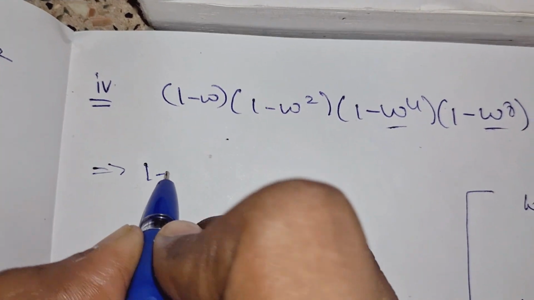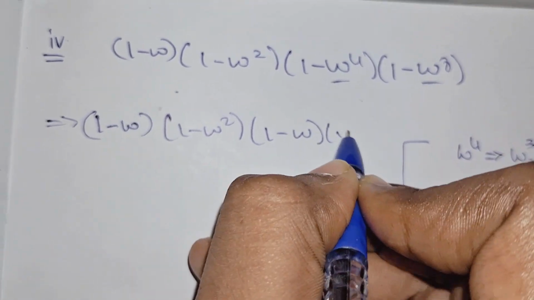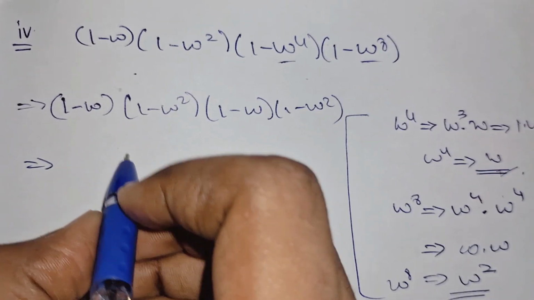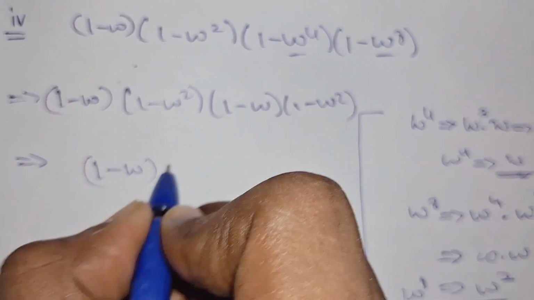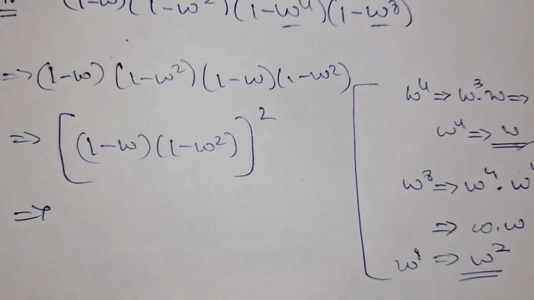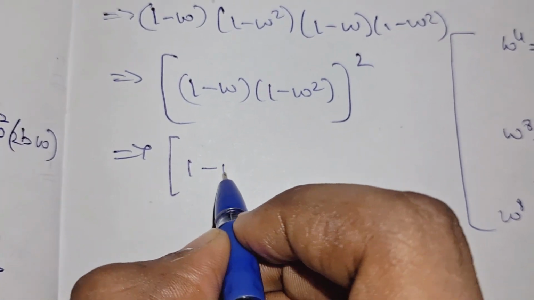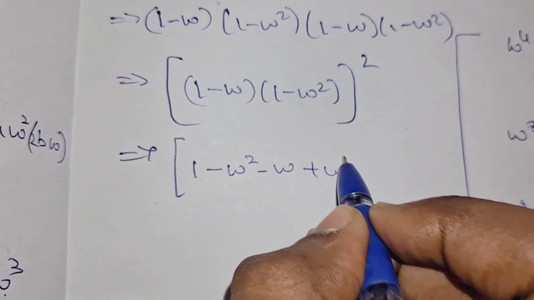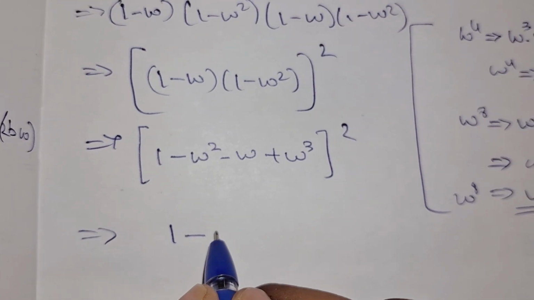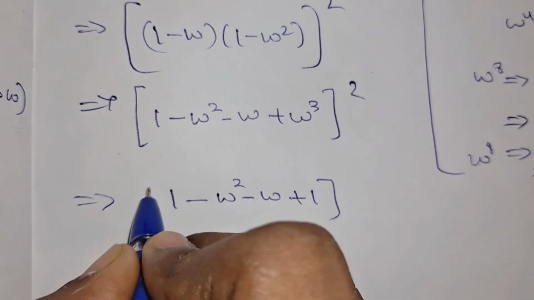Therefore if I write it, 1 minus omega square, 1 minus omega and 1 minus omega square again. Now 1 minus omega is 2 times, 1 minus omega square is also 2 times, that is nothing but 1 minus omega into 1 minus omega square whole square. Now this can be multiplied, so 1 minus omega square minus omega plus omega cube whole square, which is 1 minus omega square minus omega plus 1. Omega cube is nothing but 1.